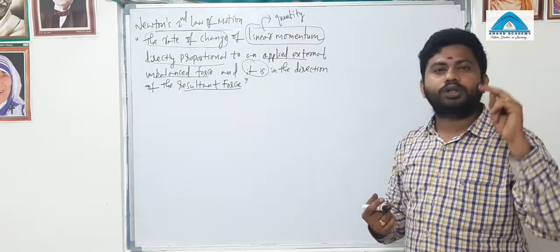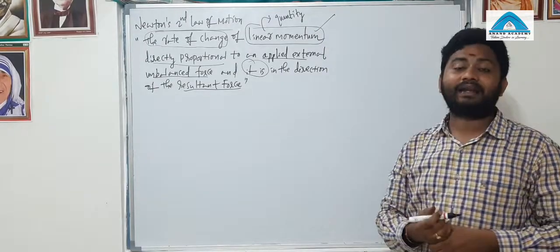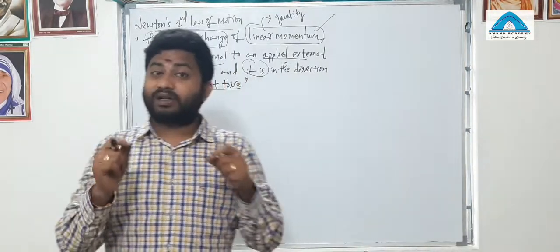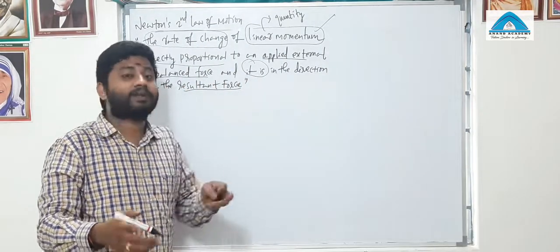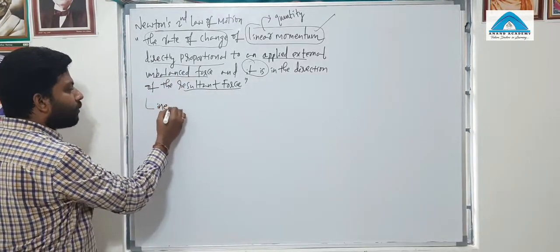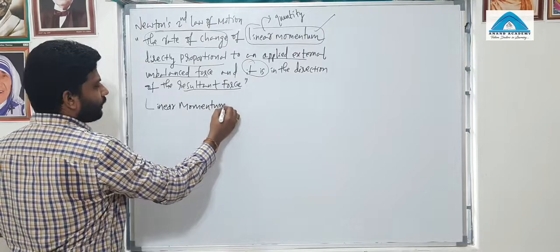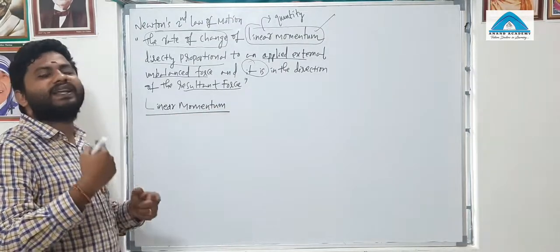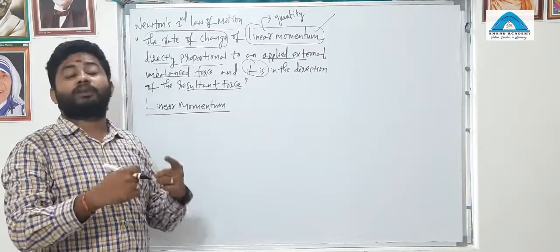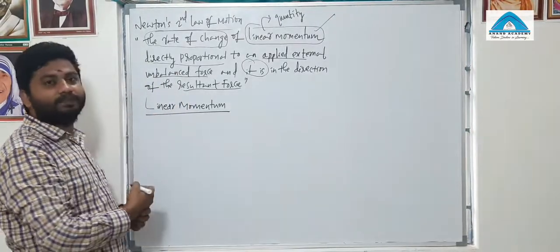The only unknown quantity in the statement is linear momentum. What is linear momentum? We need to understand it first, to understand Newton's second law of motion. I hope it's very clear to you. Now let's start the topic called linear momentum. Why linear momentum? Because the body is moving in a straight line. We are talking about Newton's laws of motion by assuming that the body is moving in a straight line. That's the reason linear momentum is mentioned here.